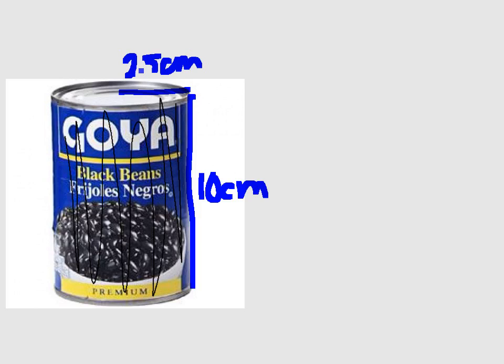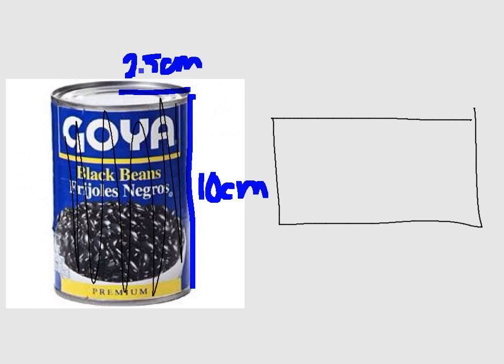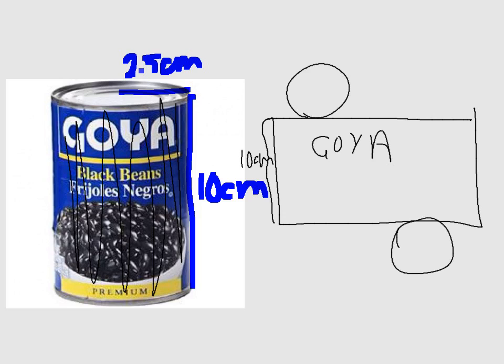So we have this big rectangle, which is our label, and believe it or not, the label is pretty big around, so Goya is going to be facing up like that. This is going to be my 10 centimeters right there. And then usually the drawing is you have two circles, something like that. And that shows your top, bottom, and label. All right, there's a more formal name for that, but we'll talk about that later. Now we just need to label the dimensions.